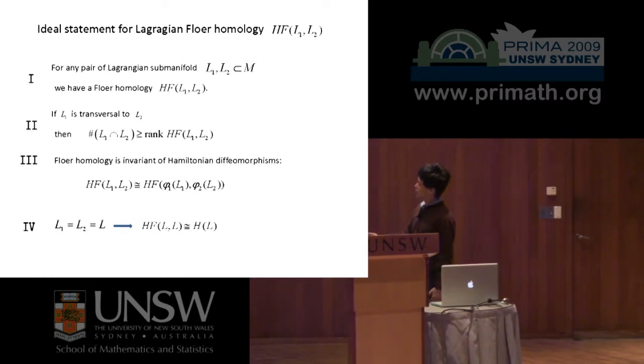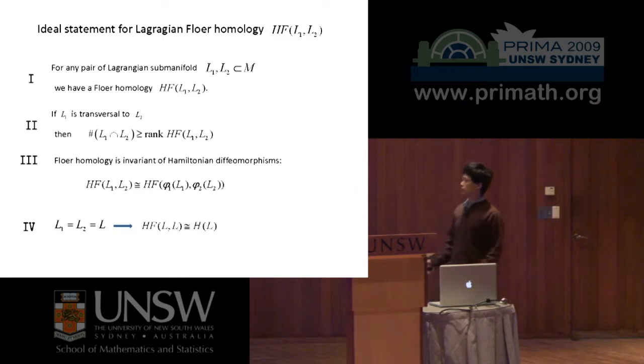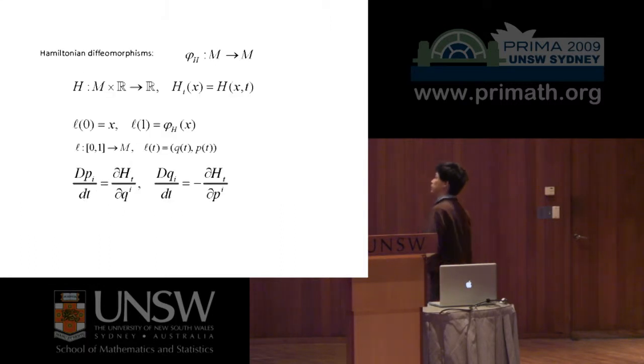The fourth is that in the case both Lagrangian submanifolds are the same, then the Floer homology is expected to be equal to the ordinary homology of your Lagrangian submanifold. And the third is invariance under Hamiltonian diffeomorphism. Let me explain what a Hamiltonian diffeomorphism is.